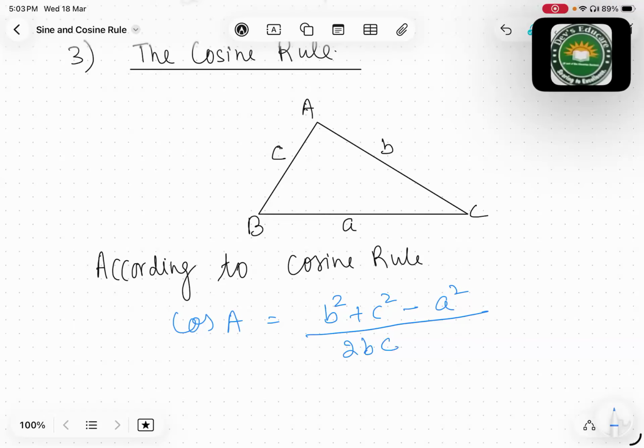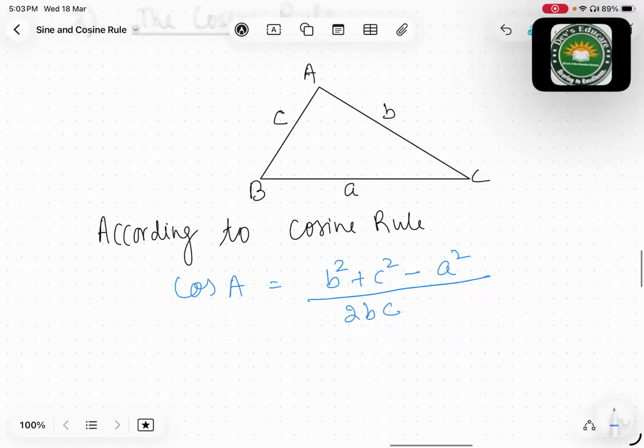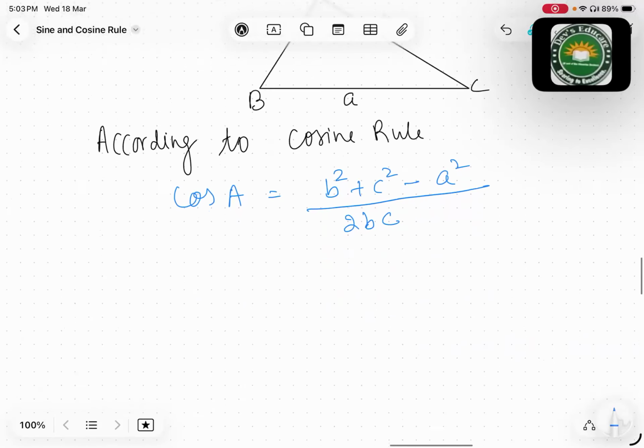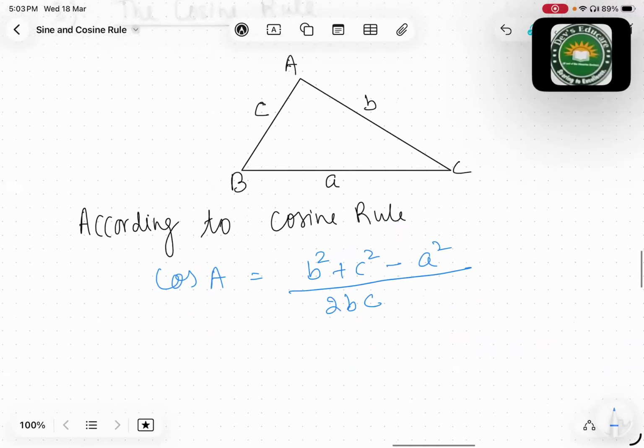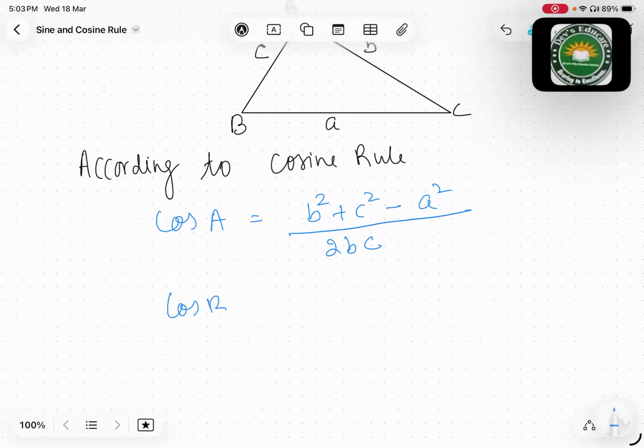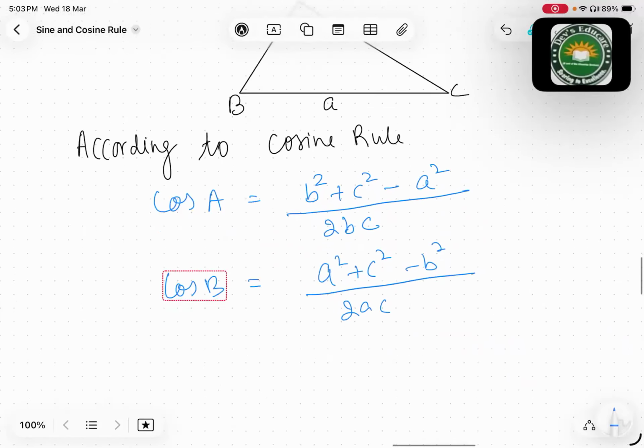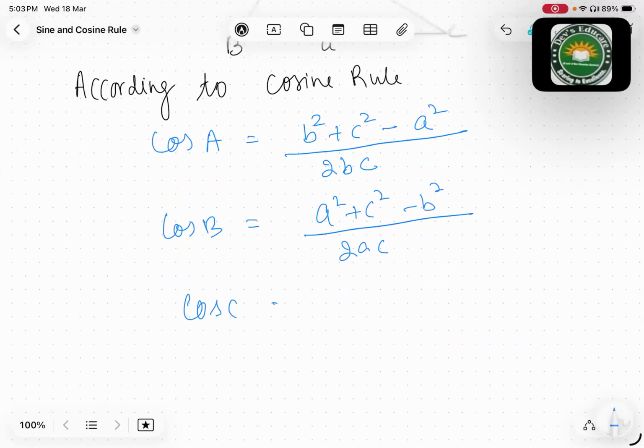Okay. So again, if we have been given the lengths of two sides and the included angle, then we can find the third side. And what about cosine B? Cosine B will be a squared plus c squared minus b squared over 2ac. And in this way, we have cosine C equals a squared plus b squared minus c squared over 2ab.